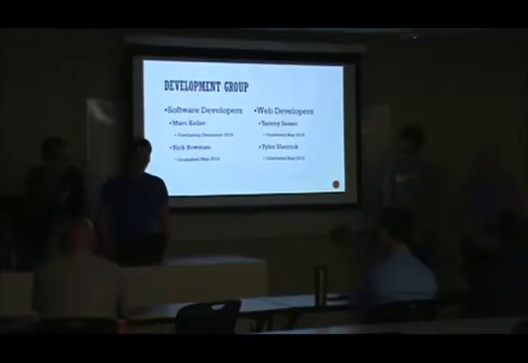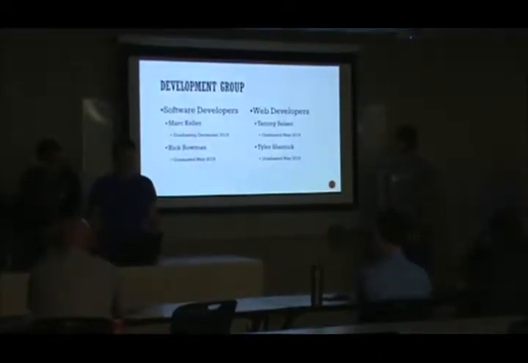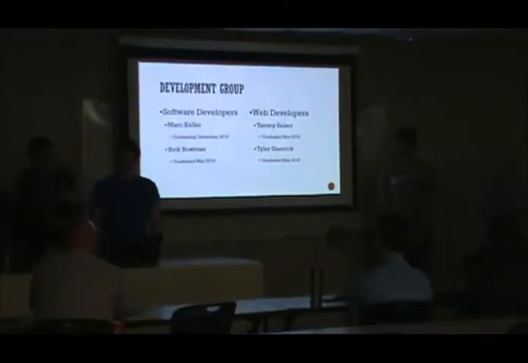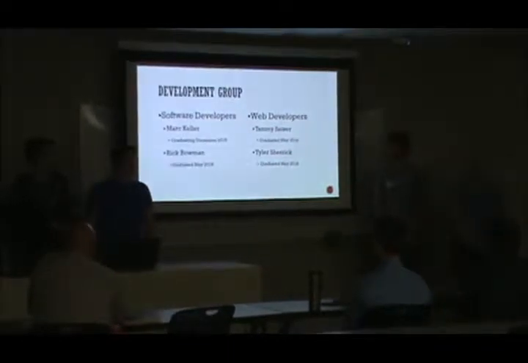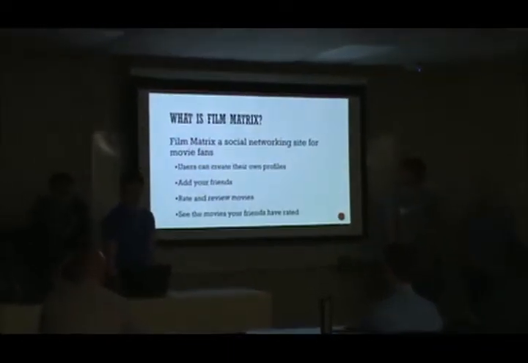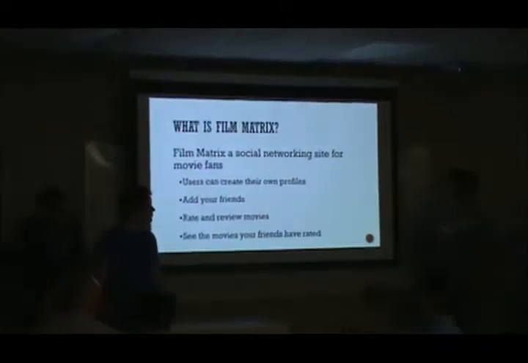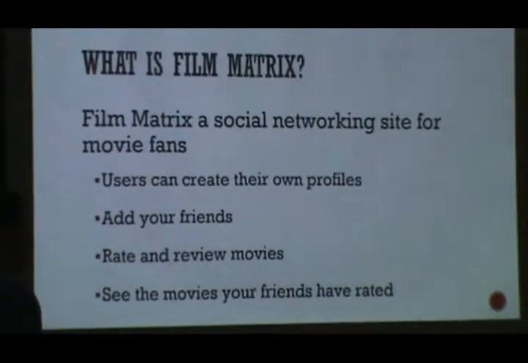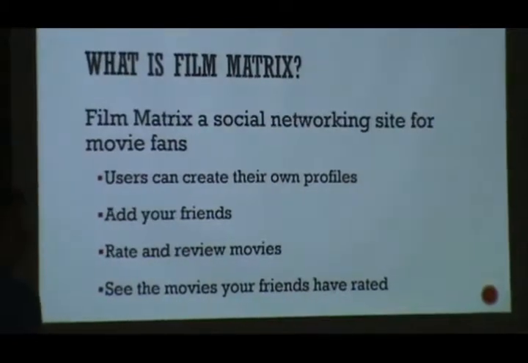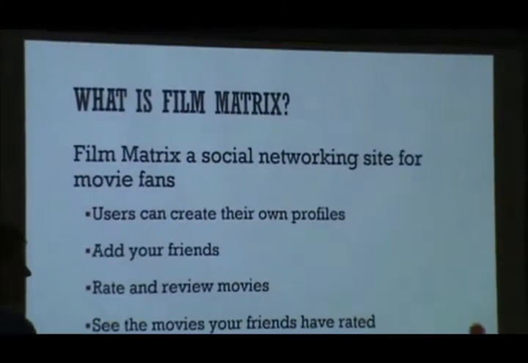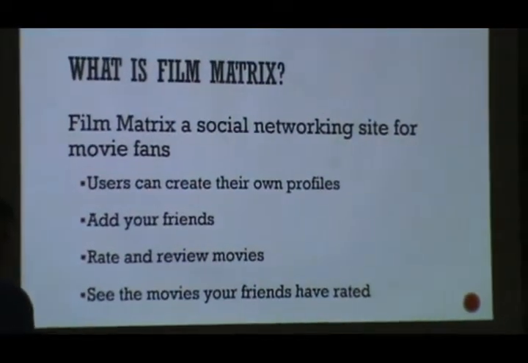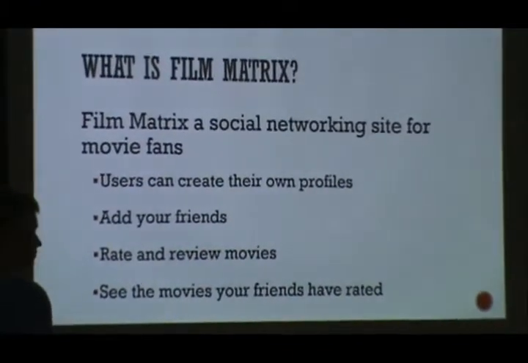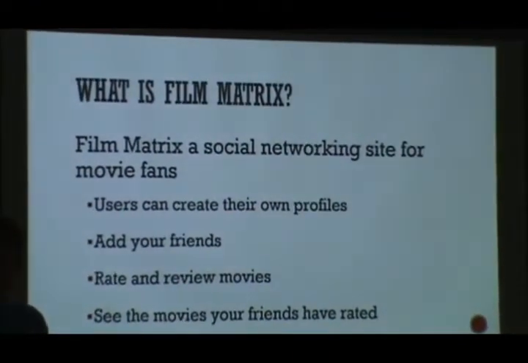So our team was split with 2 software developers and 2 web developers. Mark and I are the 2 software developers, and they are the web developers. So these are the kind of features that we wanted to put into our website. So an overview, Film Matrix is a social networking site for movie fans. So users can create their own profiles, add friends, rate and review movies, and then they can see movies that their friends have also rated.